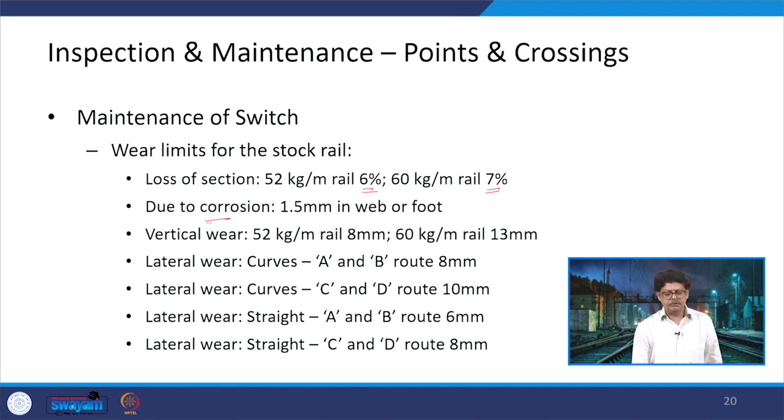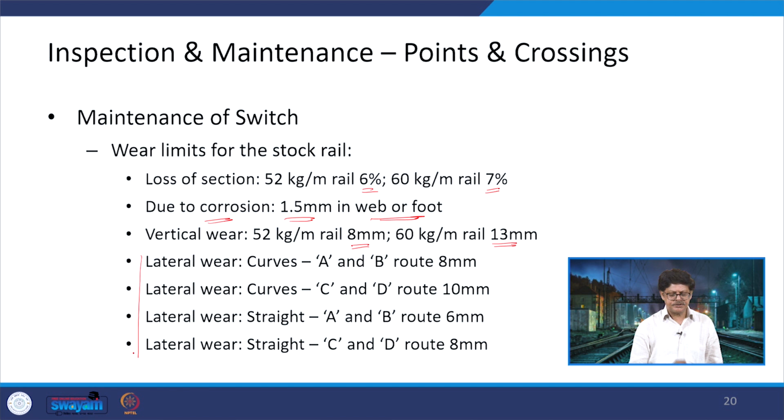Due to corrosion, there is again a problem. So, the wear can be there. The limit we have already discussed when we talked about the various defects. So, here it is 1.5 mm in the web or the foot. These are the two areas where the corrosion mostly happens. The vertical wear is defined as 8 mm or 13 mm for a lighter section, that is 52 kg per meter, and a heavier section, that is 60 kg per meter rail section.